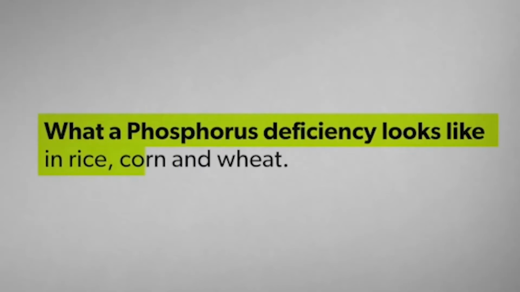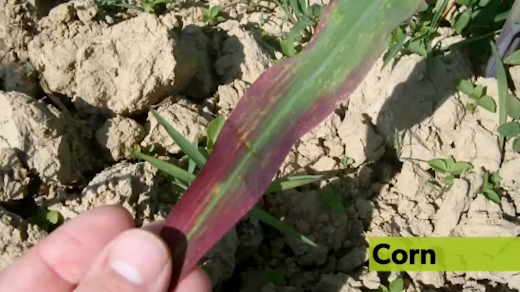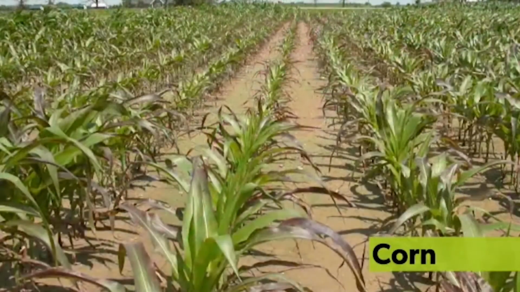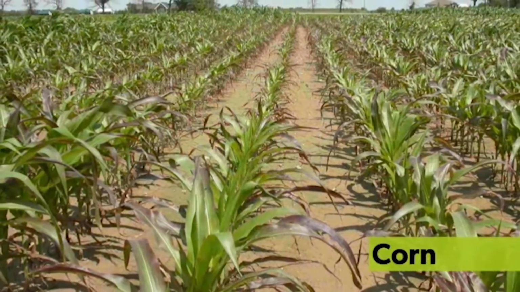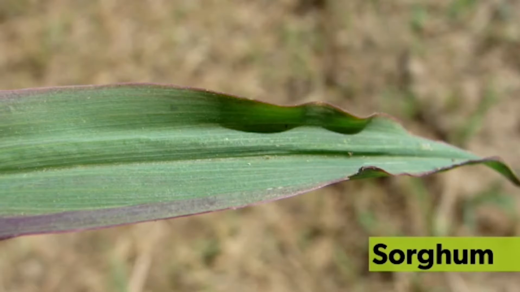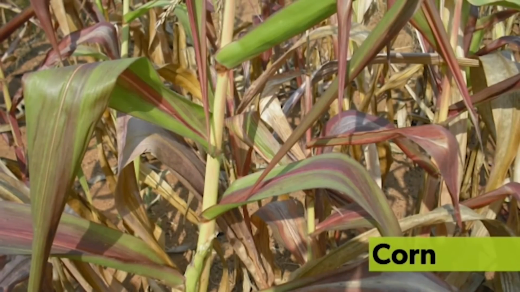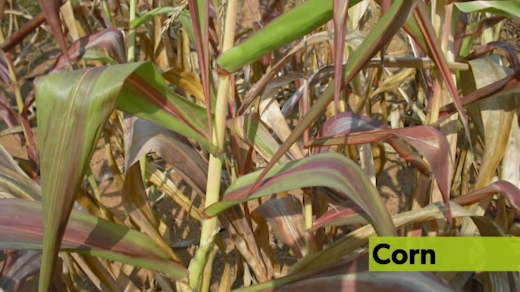So what does a phosphorus deficiency look like? In grasses, it's typically going to be exhibited by a reddish purple hue or color of the lower leaves. Phosphorus deficiency in grasses typically starts at the leaf tip and progresses along the edge, but if it gets severe enough, it can actually affect all of the plant tissue in that lower canopy.